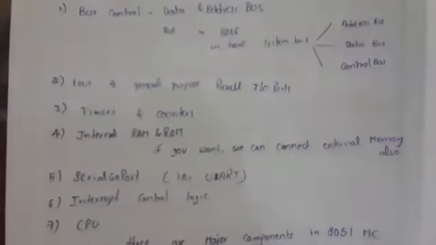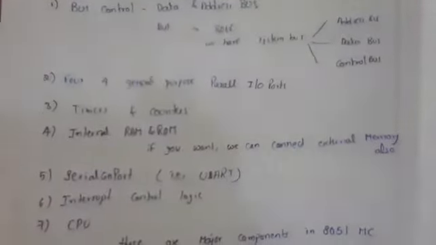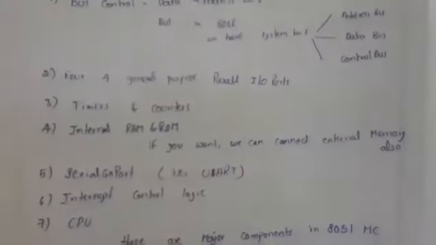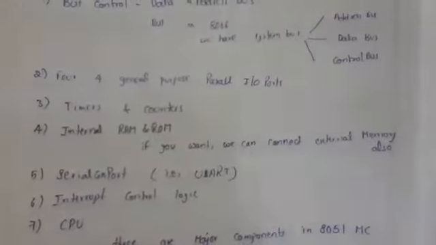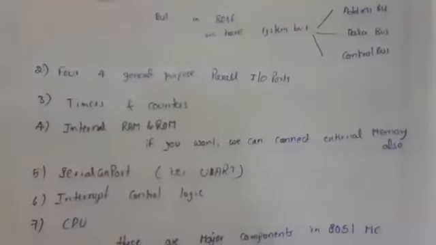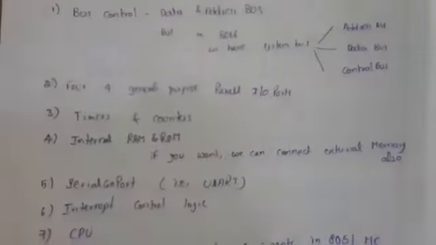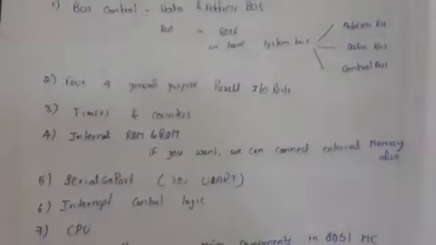First one is bus control, that is data and address bus. So the 8051 microcontroller has 2 buses, that is data and address bus. But in case of the 8086 microprocessor, we have a system bus that has 3 buses, that are address bus, data bus and control bus. But here we are having only 2 buses, that is data bus and address bus.